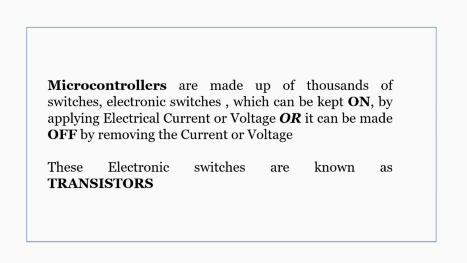Now let's apply this switch principle to our microcontroller. Of course, we can't use this switch as it is like a button, but we would have something similar as an electrical switch. Let's find out. In fact, microcontrollers are made of thousands of electronic switches, which can be kept on by applying electric current or voltage, or they can be made off by removing the current or voltage. These electronic switches are known as transistors.